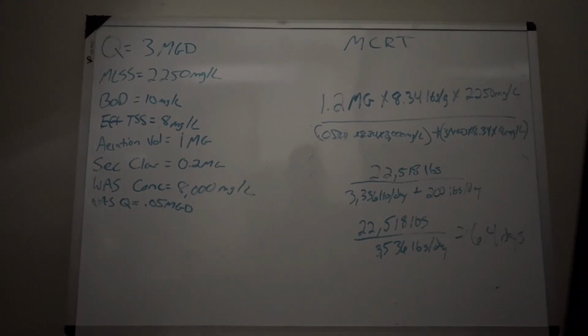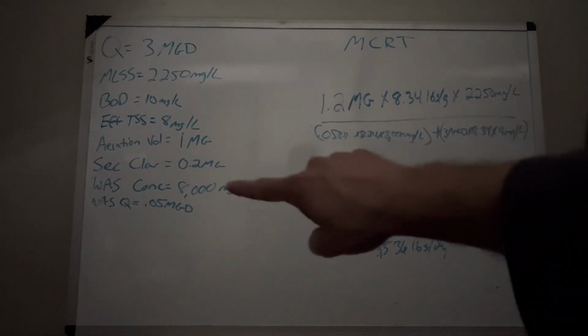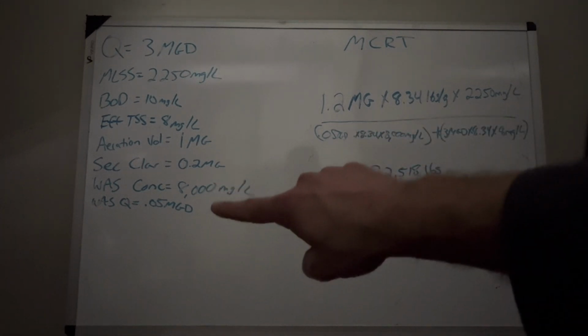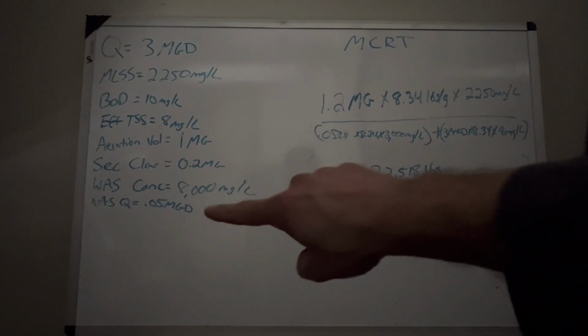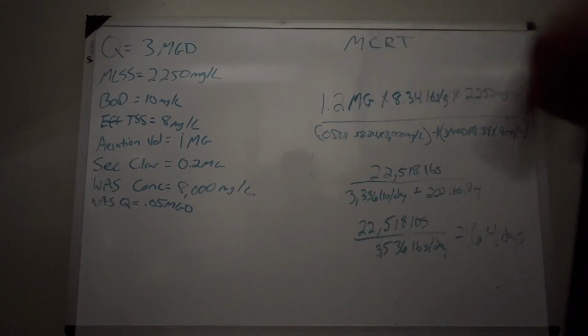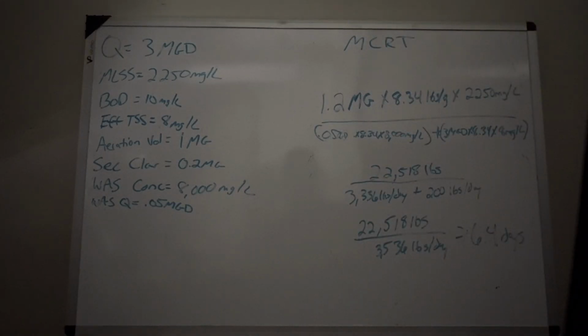Please ask questions in the comments below. Advanced test takers, you're going to be given the MCRT, and you're going to need to figure out your wasting rate. So grade 3s and 4s, be ready to find WAS-Q. And it's just really reverse engineering this equation. And I'll do another video on that. I'm not going to fill this up with all that stuff. And we'll go from there.